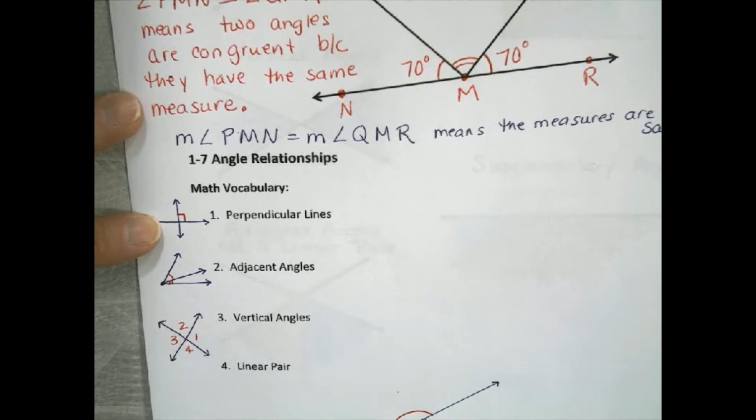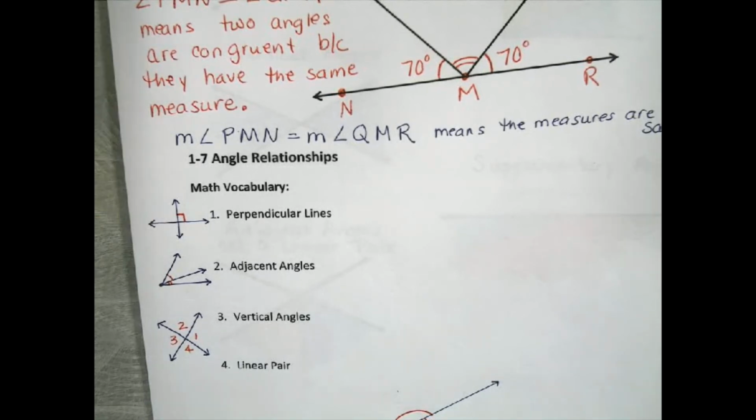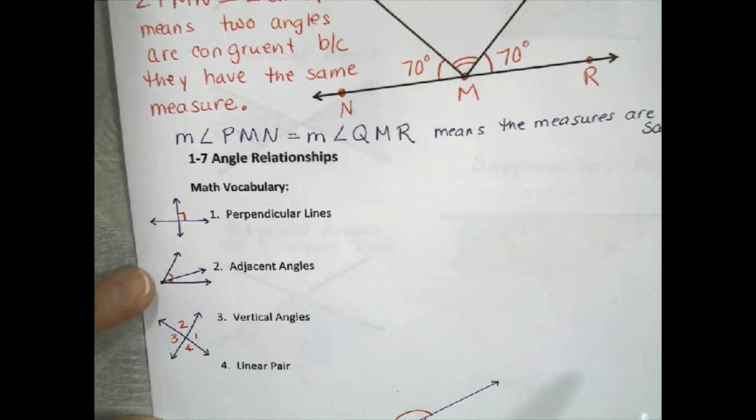Vertical angles are formed when two lines intersect. The non-adjacent angles formed by the intersecting lines are called vertical. So in this case, by non-adjacent, we mean that angles 1 and 3 would make a vertical pair of angles, and angles 2 and 4 would also be a vertical pair of angles. Vertical angles are always congruent.